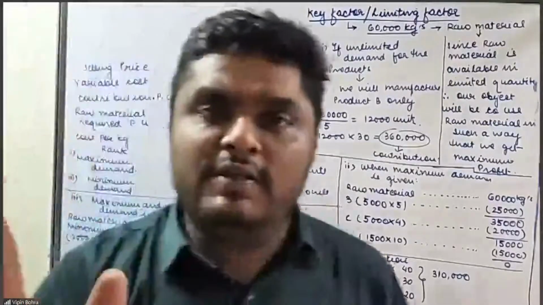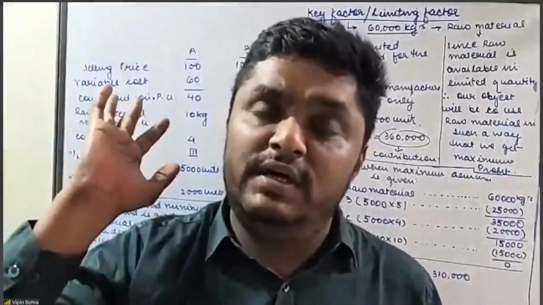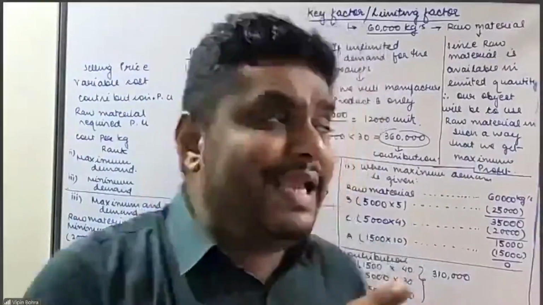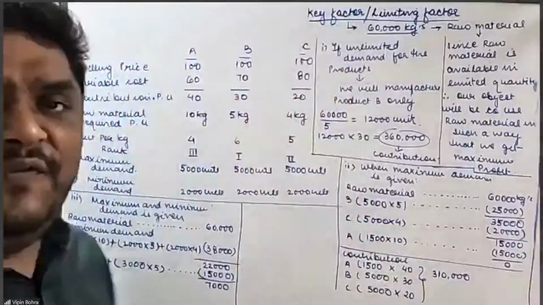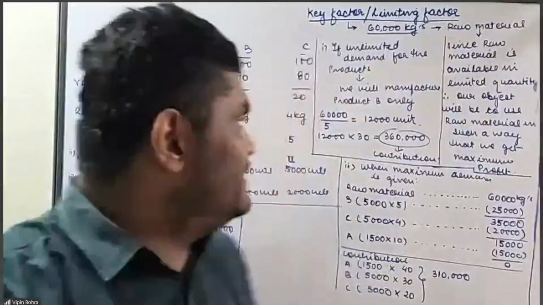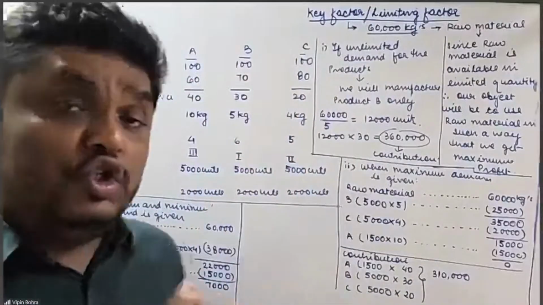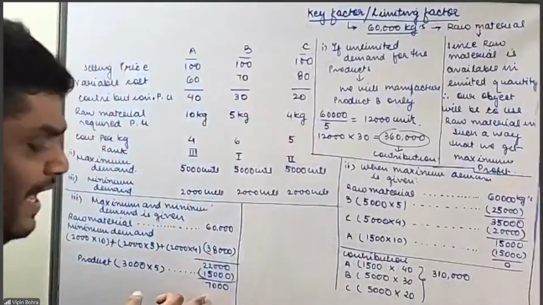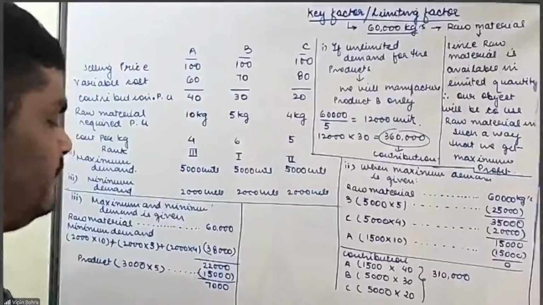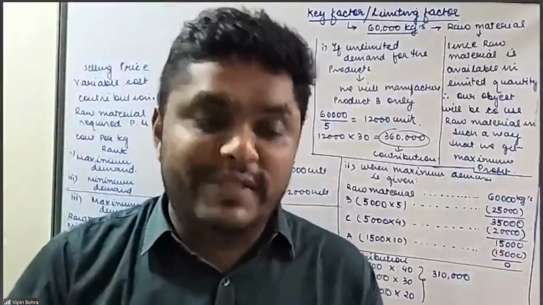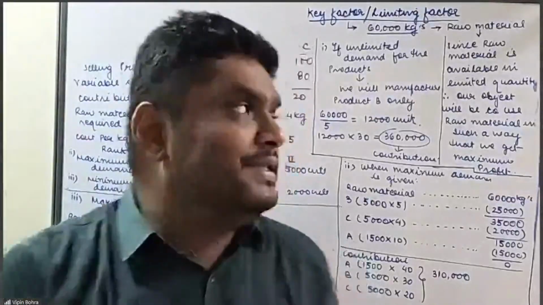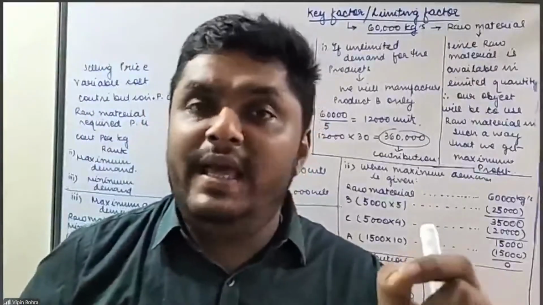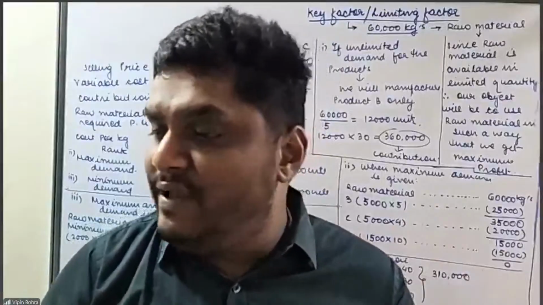Out of 5,000 units, 2,000 units we have already manufactured. So at the most, 3,000 units can be manufactured. But let's check whether these 3,000 units can be manufactured. For 3,000 units, at 4 kgs per unit, we need 12,000 kgs to manufacture the remaining units of product C. Do we have 12,000 kgs? No, we don't. We have 7,000 kgs only. So 7,000 kgs divided by 4 kgs per unit, we can manufacture at the most a balance of 1,750 units.